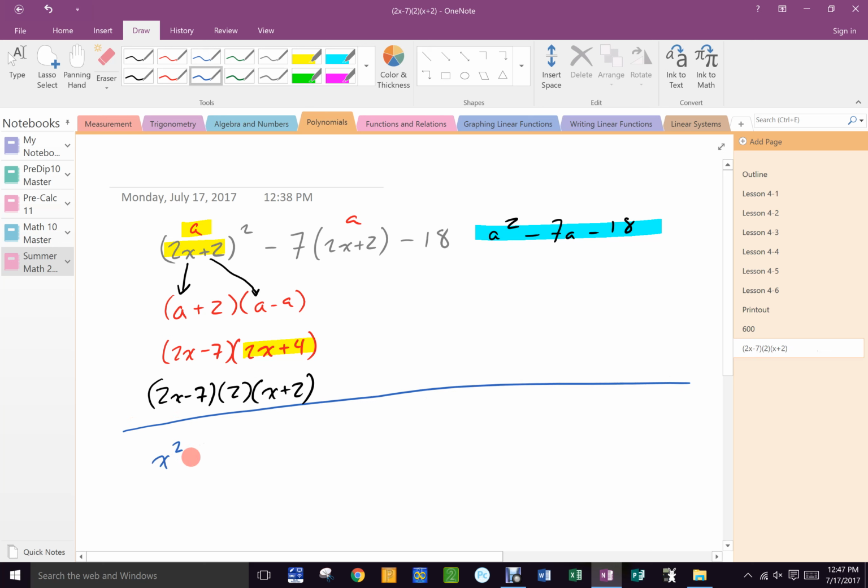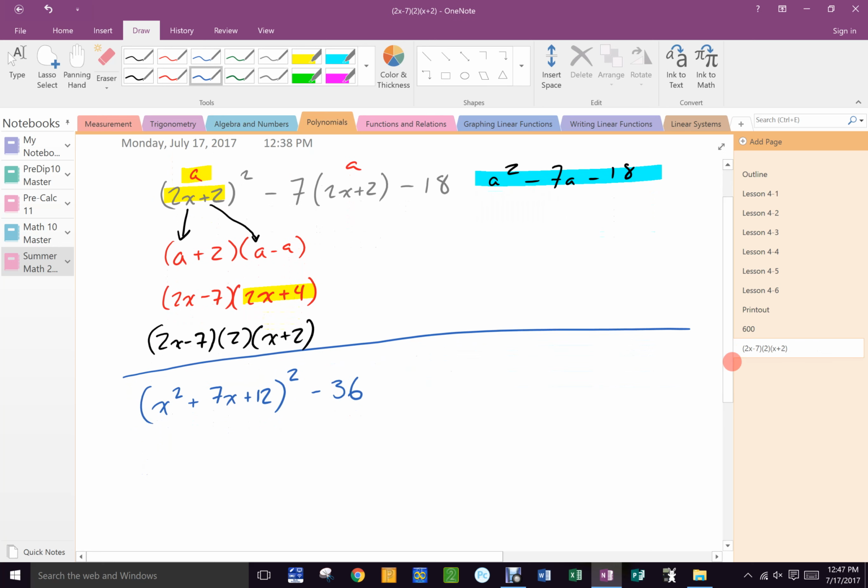x squared plus 7x plus 12 ... squared minus 36. Look at that, talk with your neighbor, see if you can figure it out.